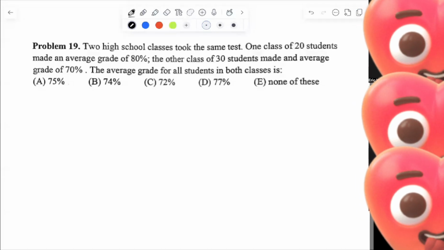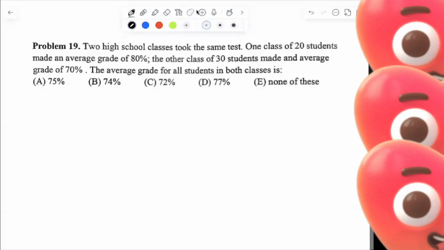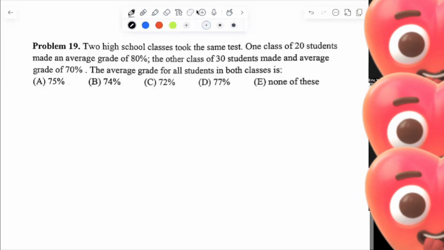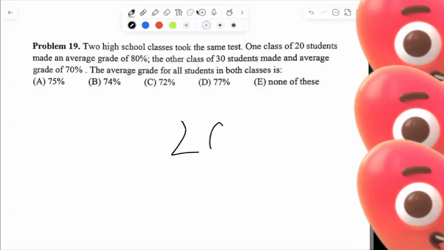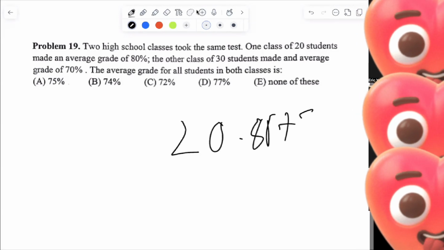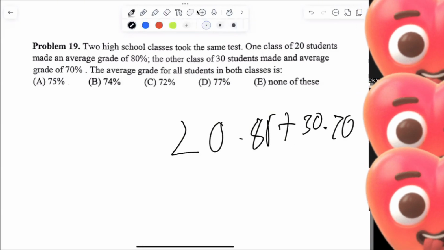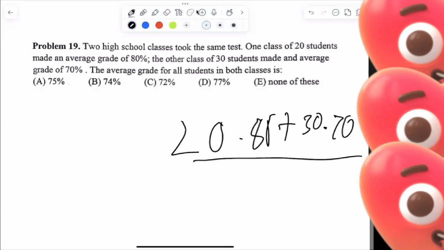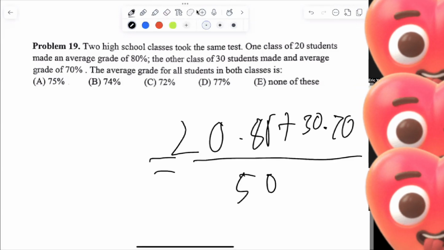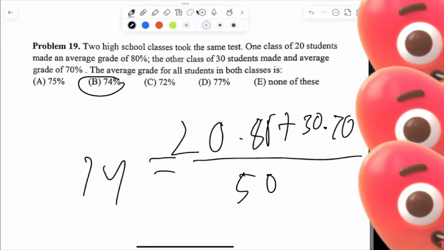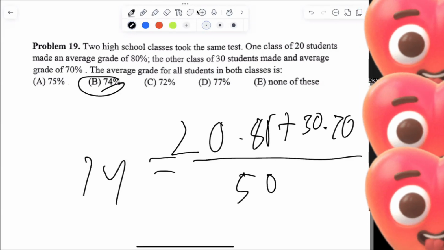Okay, let's get started. So you just do the multiplication. It's 20 times 80 plus 30 times 70, divided by a total of 50 students, which is equal to 74. So it's B. That's all you have to do.